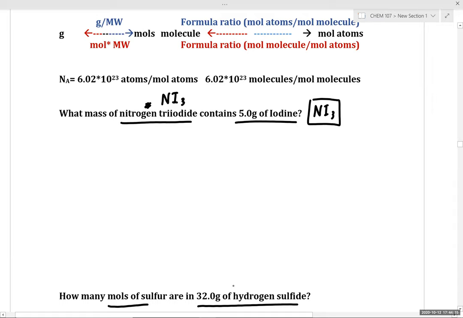Next, we're asked to calculate the moles of sulfur in 32 grams of hydrogen sulfide. Would someone like to provide us the formula for hydrogen sulfide? Yep, exactly right, H2S. Hydrogen sulfide, this is the covalent name. So in order to get the formula, we know for a binary acid in its molecular form, we write the charge of each of our two quote-unquote ions, even though it's not an ionic compound, the formula is solved like an ionic compound. We then cross our charges, and that gives us H2S.